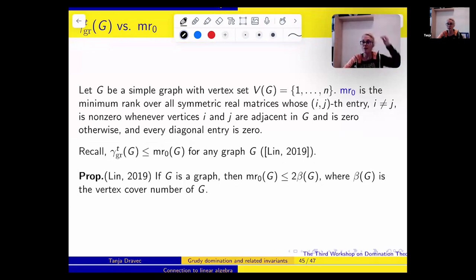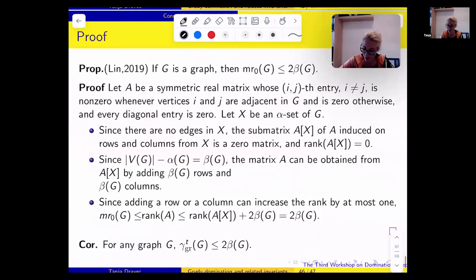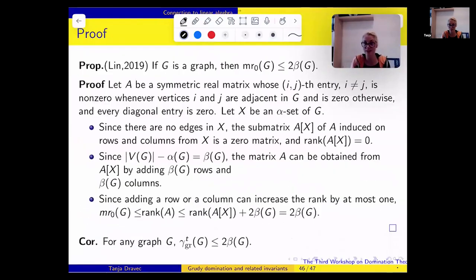And moreover, he proved that if G is a graph, then zero minimum rank is bounded above by 2 times the vertex cover. And again, if we combine these two inequalities, we get the bound that we already mentioned, that the Grundy total domination number is bounded above by 2 times the vertex cover. Okay, and I will just take 1 minute to present the proof that zero minimum rank is bounded above by 2 times the vertex cover.